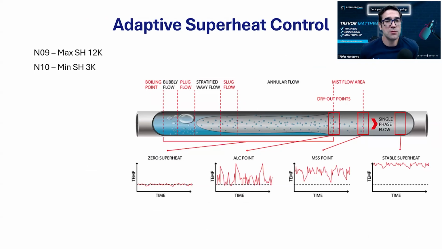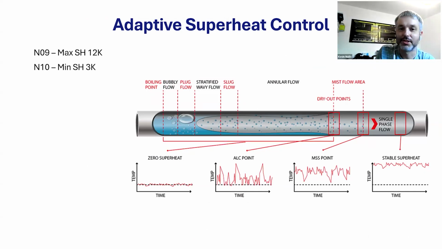Let's talk about some adaptive superheat. Why this is important. Yeah, sure. So Danfoss doesn't use a fixed superheat reference. It uses adaptive control. So you tell it what your maximum allowable is. You tell it what your minimum allowable is. N09 and N10 there. So what it does, it uses something called MSS, which is minimum stable superheat. It will try and give you the lowest superheat it can and still have the coil stable. If you Google it on Danfoss MSS, it will explain all about it.